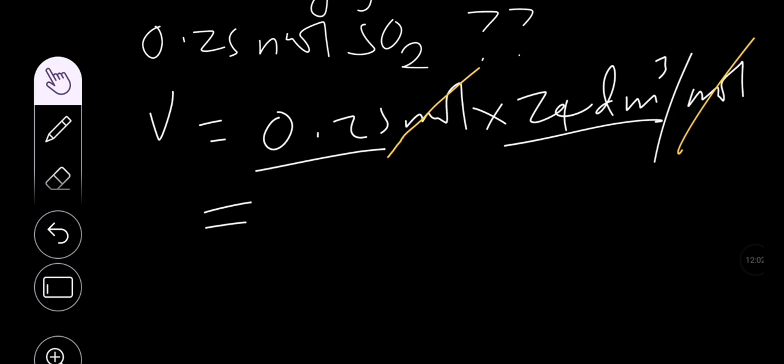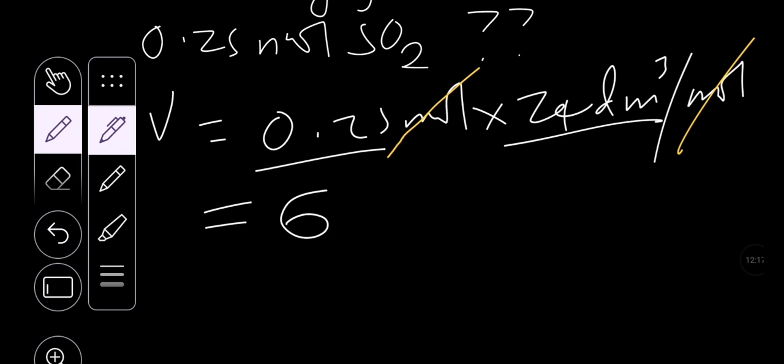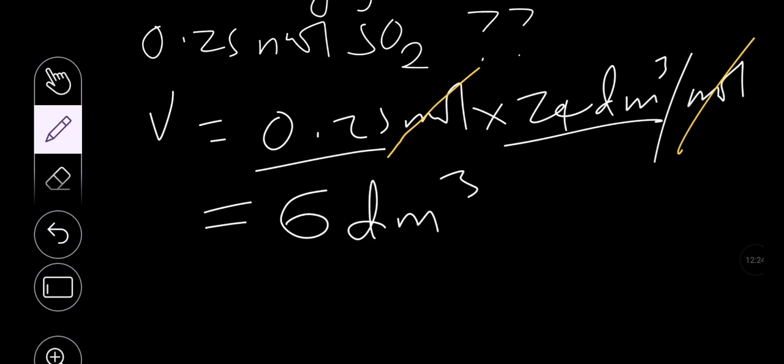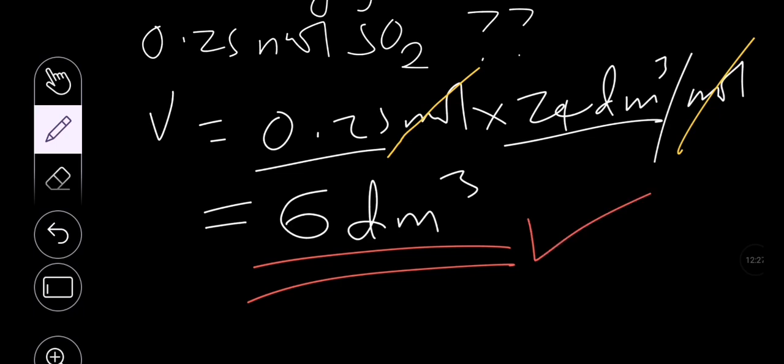So the answer is going to be something like 6. Let me use my calculator here. 0.25 multiplied by 24. Yes, 6. So our answer is going to be 6 cubic decimeter. Okay, good. So that's how we solve this kind of stoichiometry problem.